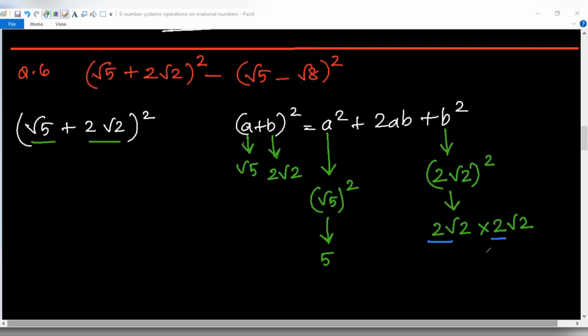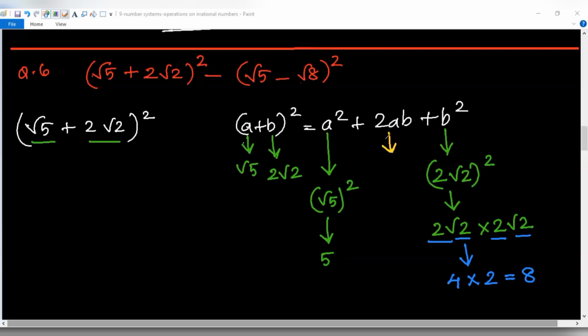Now here we have 2 into 2, that is 4. Root 2 into root 2, that is 2. Root 2 into root 2, 2. Now what is this? 4 into 2, 8. So we got the extreme terms, a square and b square. Now we need the middle one, 2ab.